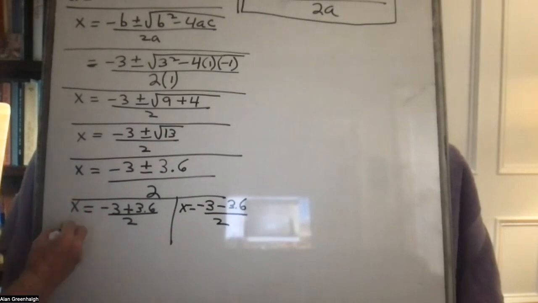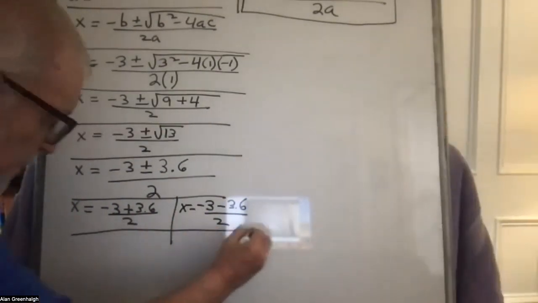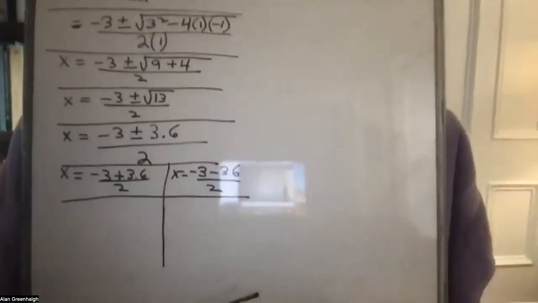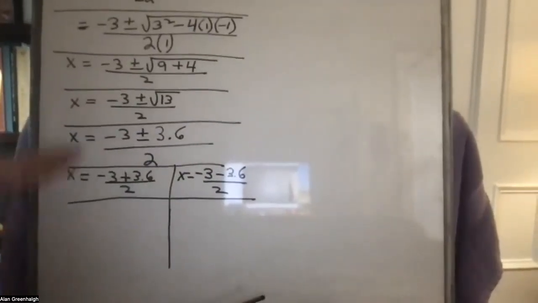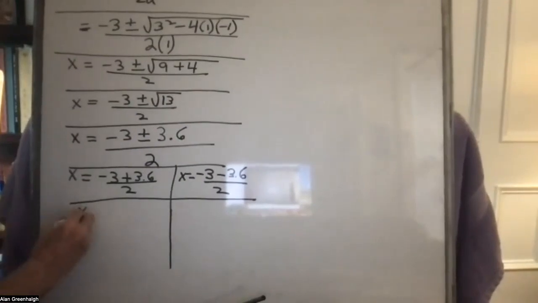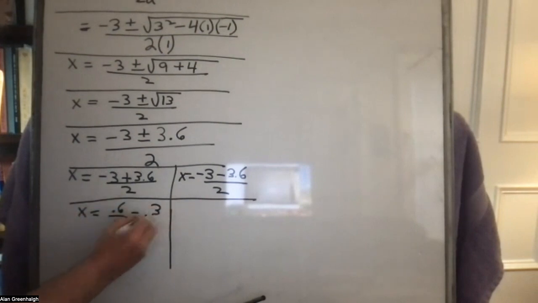These are your two answers, but you should continue, because there are times when we're going to be using this in actual problems, and you're going to have to get an actual answer. So x will equal, if you want to use your calculator, -3 plus 3.6 comes out to 0.6 over 2, which equals 0.3. So one answer is x equals 0.3.